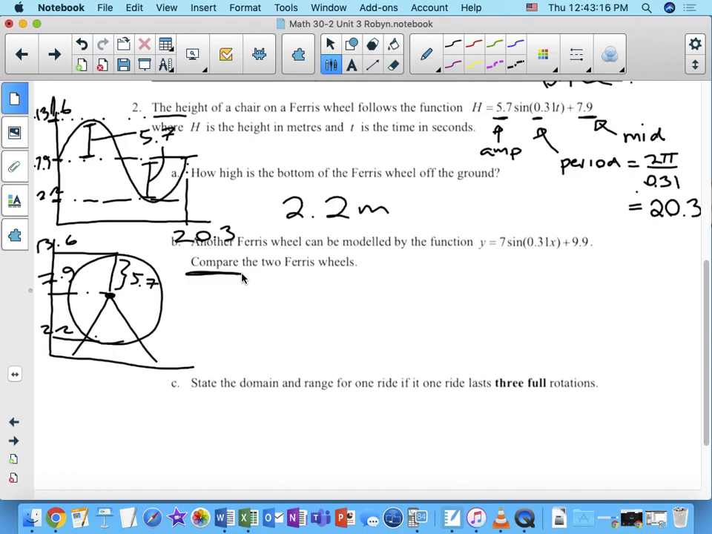Okay? Well, what do you notice, firstly, is the same in terms of the parameters? The periods. Yeah, the 0.31 is the same. The b values are the same. So one thing we can say is that they both take 20.3 seconds to go around once.